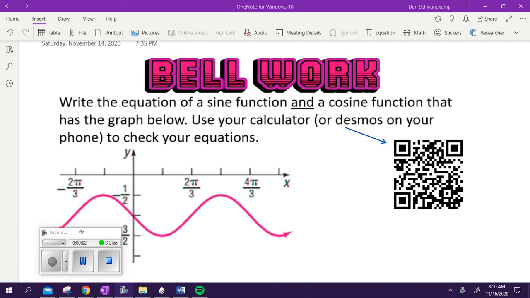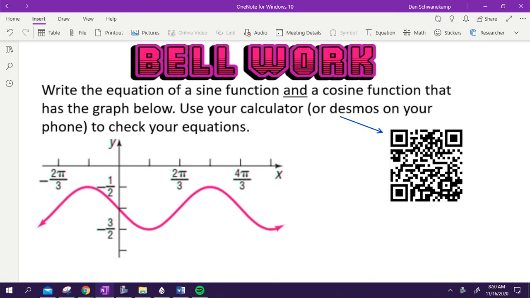All right, today we are going to continue with graphing. Today we're going to work on secant and cosecant graphs, but we're going to start off with a somewhat difficult bell work. Write the equation of a sine function and a cosine function that has the given graph below, and then we're going to use Desmos to help us here.